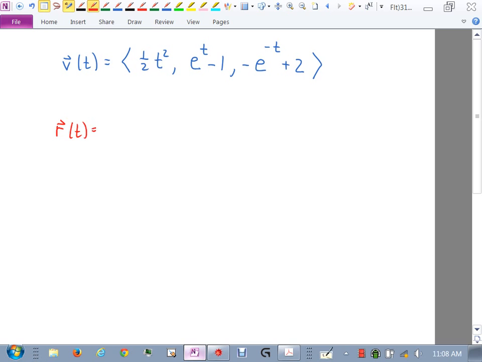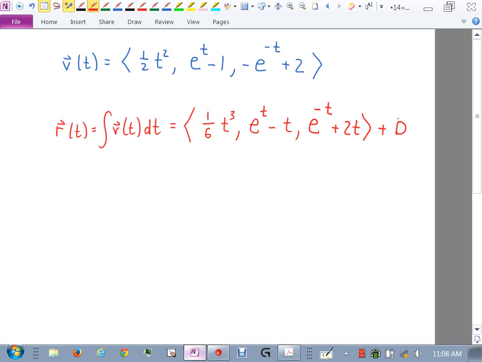R of t is the integral of v of t dt, which is antiderivative here is 1/6 t cubed. Antiderivative of e to the t minus 1 is itself, e to the t, minus the antiderivative of 1, which is t. And then the antiderivative of negative e to the negative t is e to the negative t. The antiderivative of 2 is 2t. Plus some new constant vector, which I'll call d. And then we go through and do it again. Y'all agree with that antiderivative?